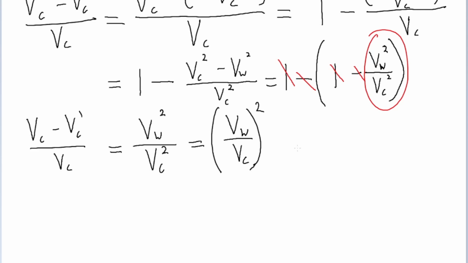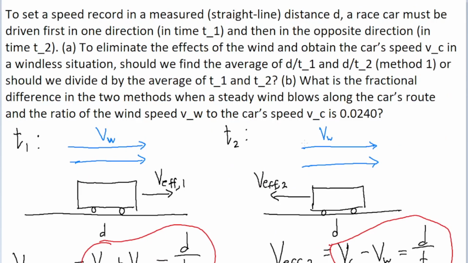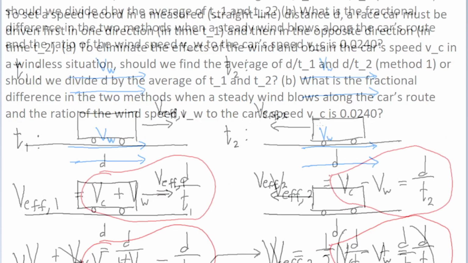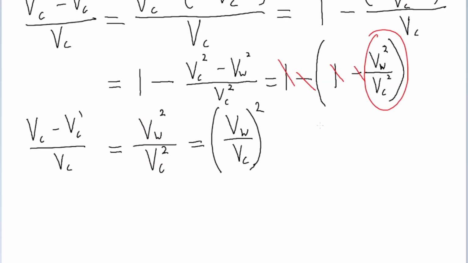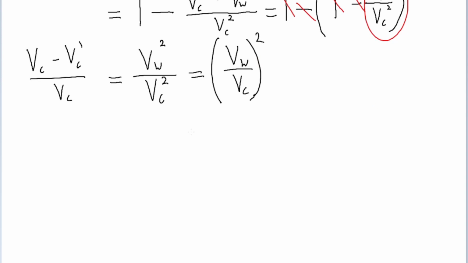This is our ratio, and the reason why we went through all those steps to get to this point is because the only numerical information the problem gives us is the ratio of the wind speed to the car speed. We're given the ratio of v sub w to v sub c. That is all we are given numerically. So in order for us to find this ratio, we had to do the steps required to get us a term that included a v sub w to v sub c fraction. And that is what we have found here.